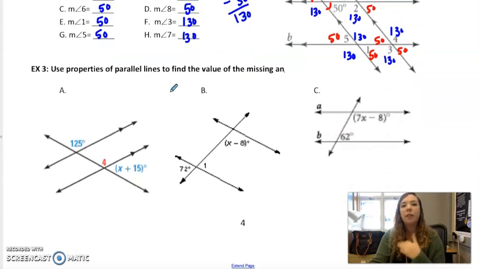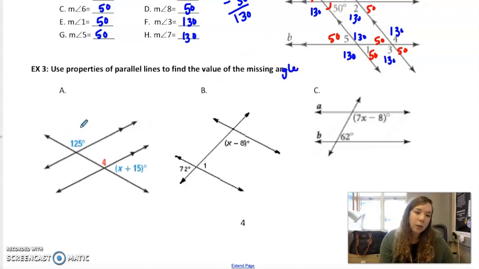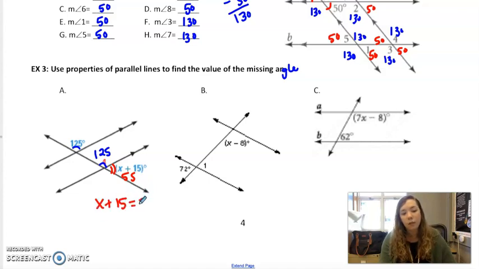Example 3, use the properties of parallel lines to find the missing angle. That just got cut off. Angle. So here I know that this is 125, so 4 must be 125. Now let's go ahead and take it a step further and find x. So these two are both 125. Those are corresponding angles, and they're congruent because the lines are parallel. And then I know that this angle right here has to be 180 minus 25, so that's 55. So x plus 15 equals 55, which will make x 40.